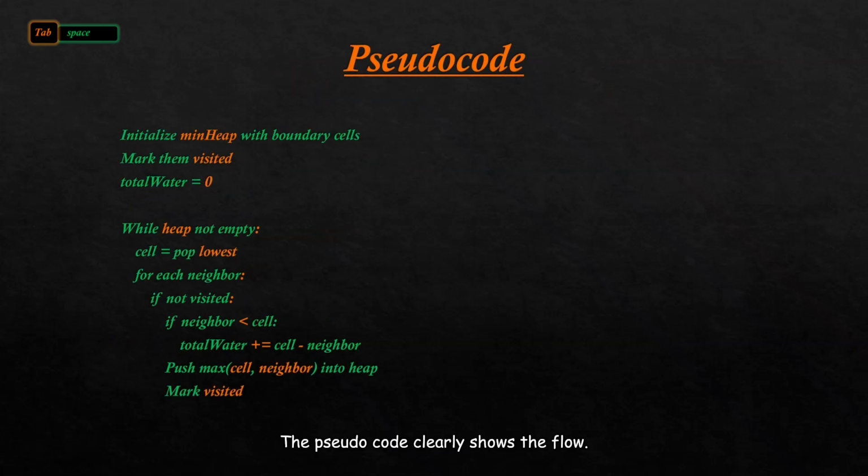The pseudocode clearly shows the flow. We initialize the heap with boundary cells, mark them visited, and set total water to 0. Then while the heap is not empty, we pop the lowest cell, check its neighbors, and trap water whenever possible. This ensures correctness while keeping the logic clear.